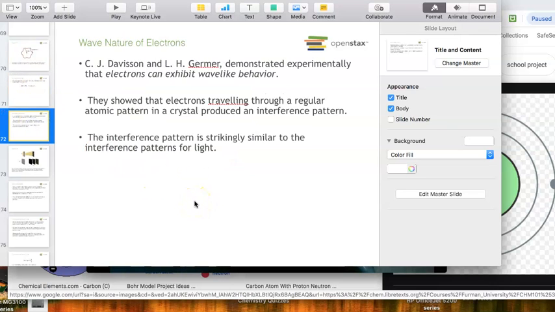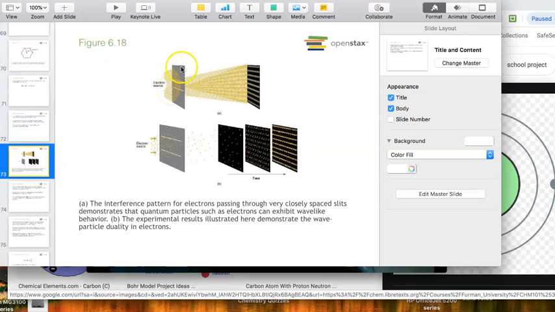So the wave nature of electrons: C.J. Davisson and L.H. Germer demonstrated experimentally that electrons can exhibit wave-like behavior. They showed that electrons traveling through a regular atomic pattern in a crystal produced an interference pattern. Let me show you that here. So here we have 2 slits, and we have an electron source, and we see that they were able to detect an interference pattern as if they were light waves. And we talked about constructive and destructive interference, and so they were able to see that electrons can exhibit wave-like behavior.